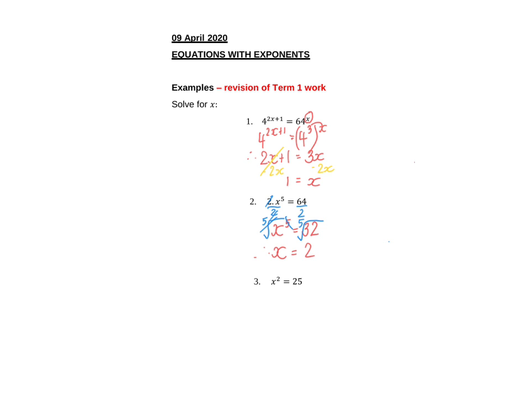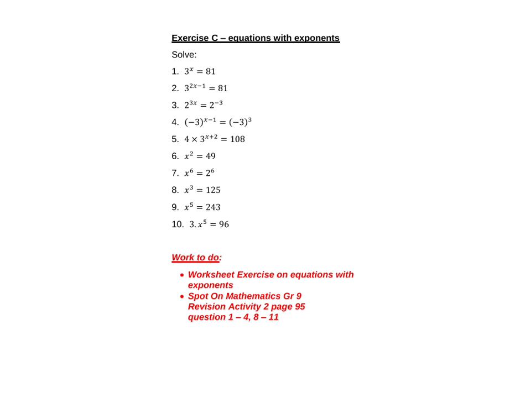And then number 3, x squared is 25. So our only inverse operation would be to find the square root, which would cancel that square. And therefore what we do on the left we should do to the right, and then x is equal to 5. And that's it.